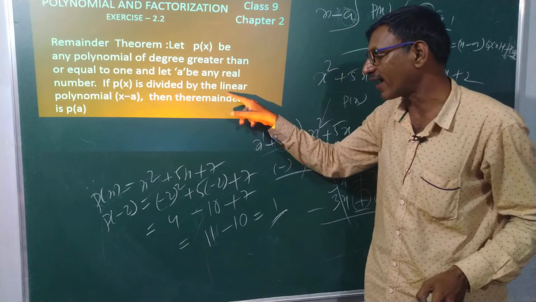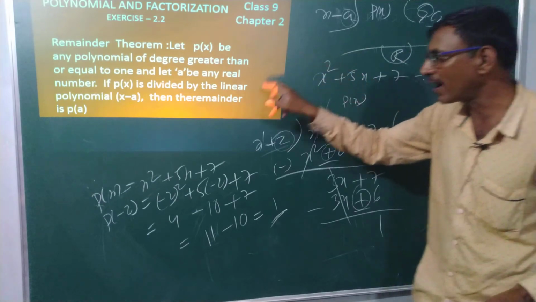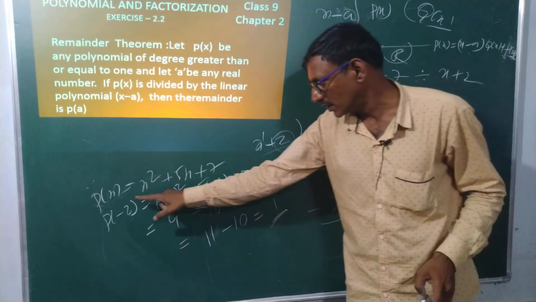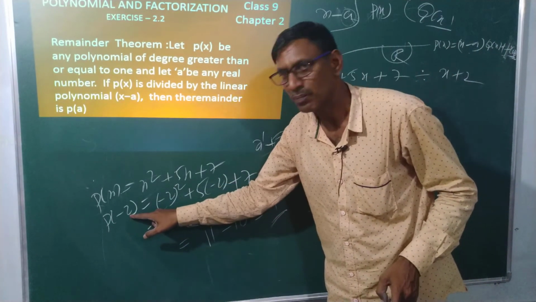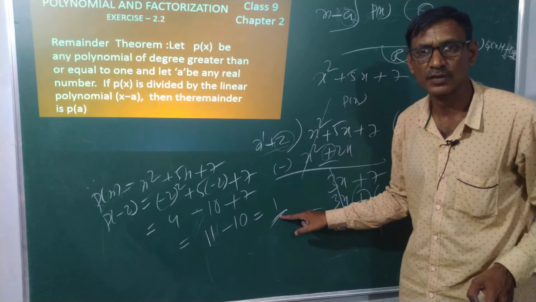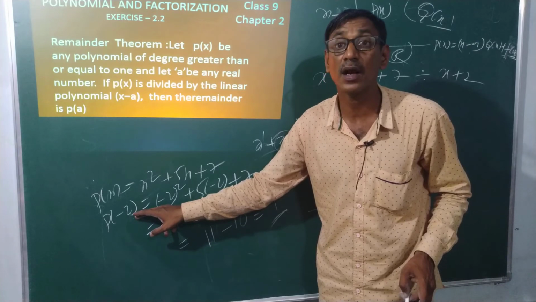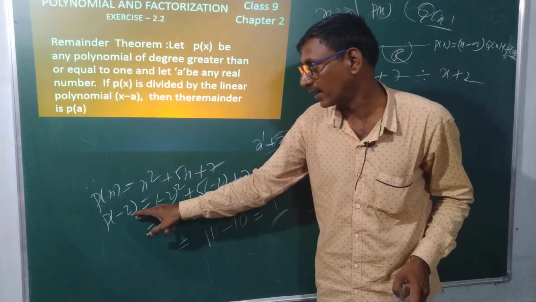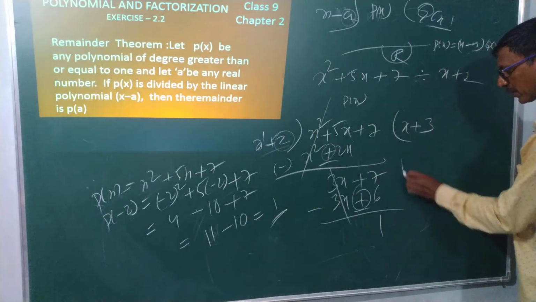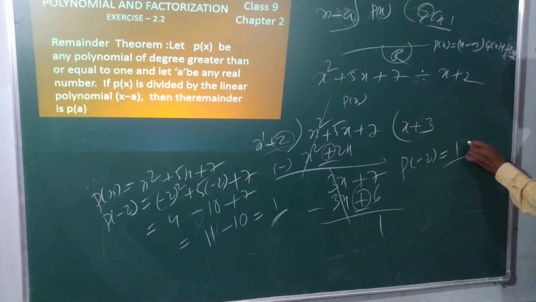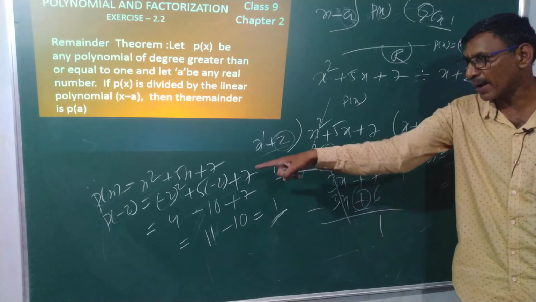If p of x is divided by x minus a, then the remainder is p of a. Here my real number is minus 2. P of minus 2 is equal to how much? 1. That means p of minus 2 is nothing but the remainder. Here p of a is the remainder. This is the definition. For this example, p of minus 2 is the remainder.